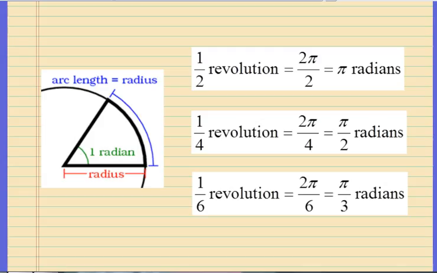Can you guys give me these in degrees? What's half a revolution? 180. What about a fourth? That's 90 degrees. What about a sixth? That's 60 degrees. So this is actually 180 degrees, this is actually 90 degrees, and this is actually 60 degrees. So now you already know that 180 degrees is pi radians, 90 degrees is pi over 2 radians, and 60 degrees is pi over 3 radians.